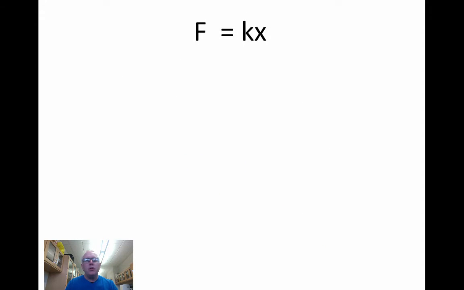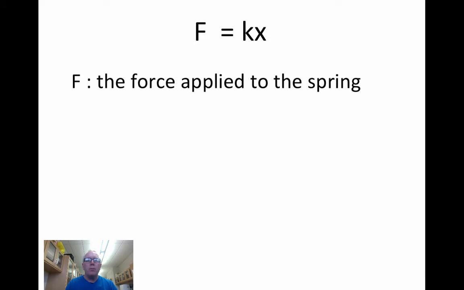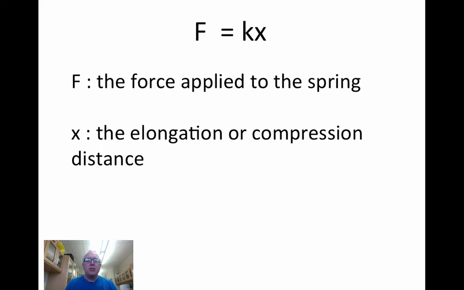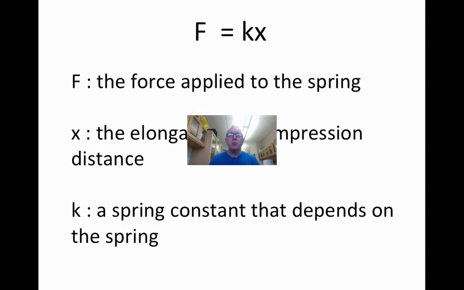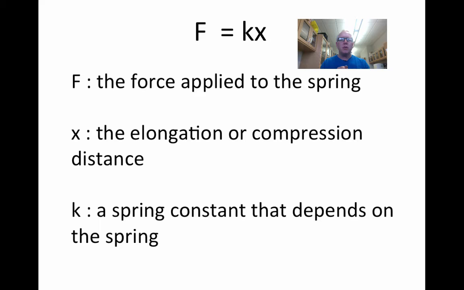Okay, so here is Hooke's law in equation form, where F is the force applied to the spring, and x is going to be the elongation or the compression. For us, it'll always be the elongation, the stretching distance. And k is a spring constant that depends on the spring itself. It should make some sense. Some springs are going to be harder to stretch than others. Some are going to be easy to stretch. And that spring constant will give you an idea of what will happen for a particular spring.